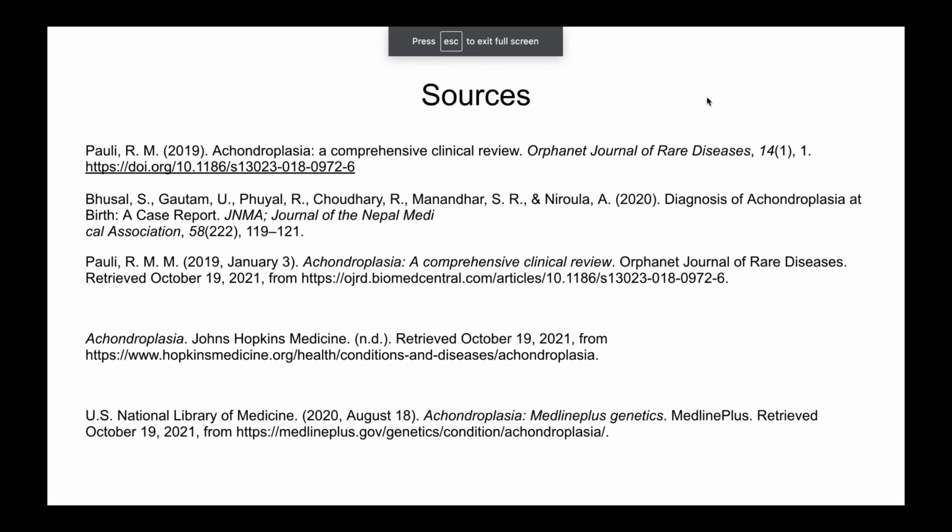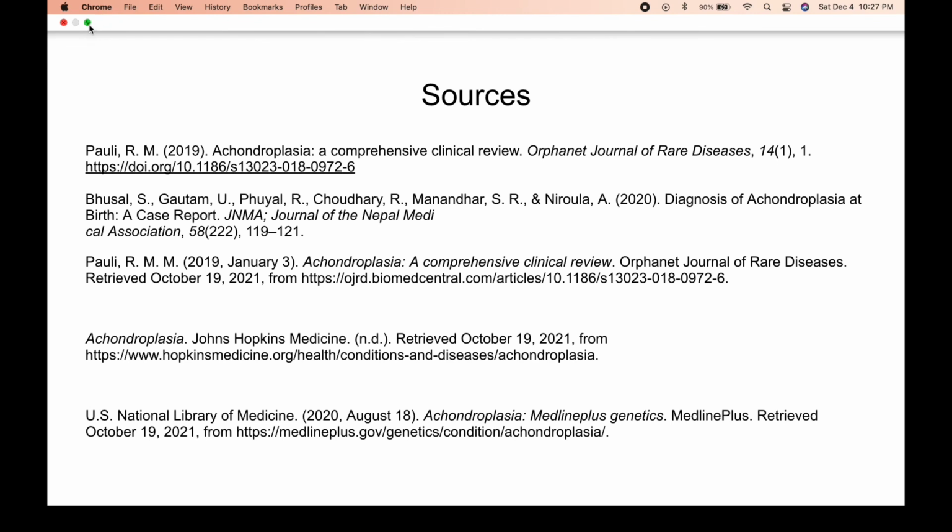These are the sources that we used throughout our presentation, and we hope that you have a better understanding of achondroplasia.